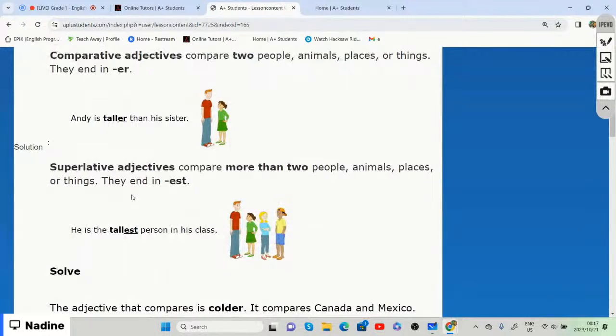So we said with superlative adjectives, they compare more than two people, animals, places, or things, and they end in est. And earlier on, we looked at a few examples of words that end in est, especially if it's compared to more than two people, as well as the comparative adjectives we also identified.